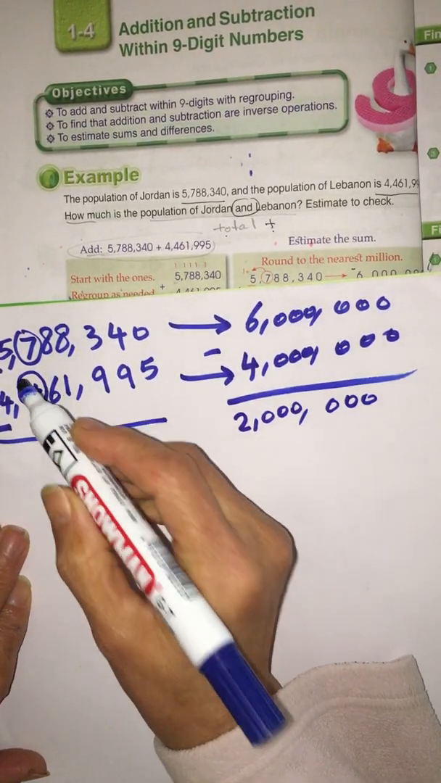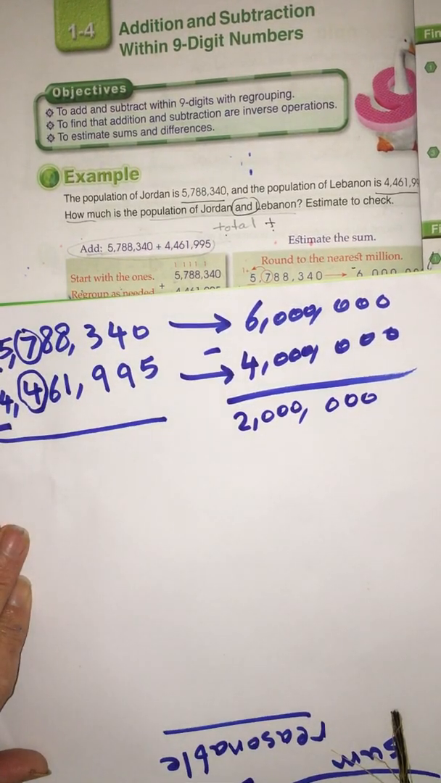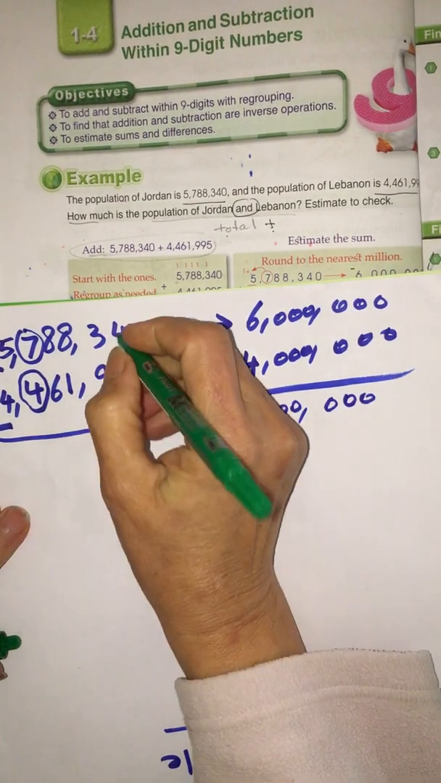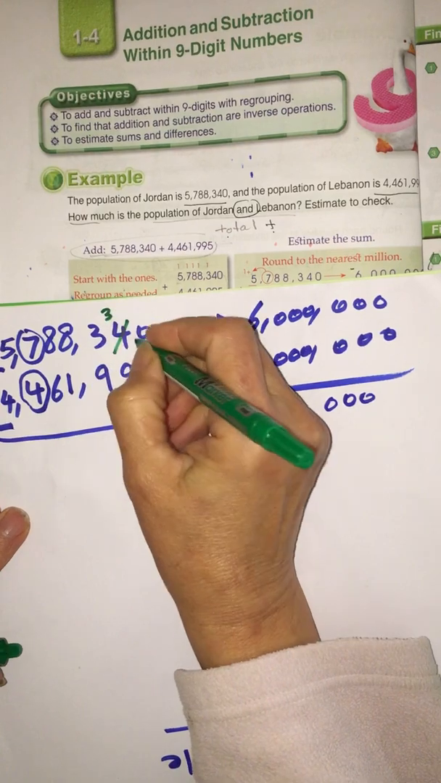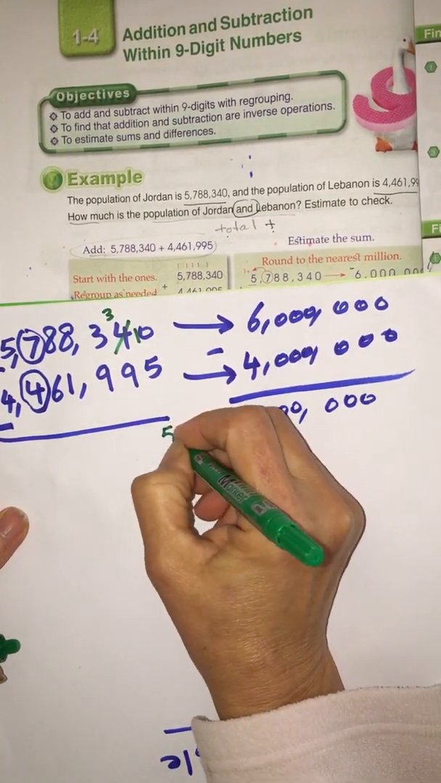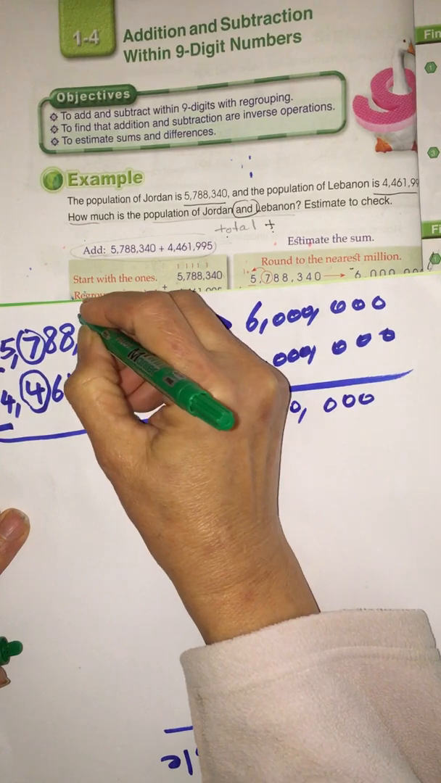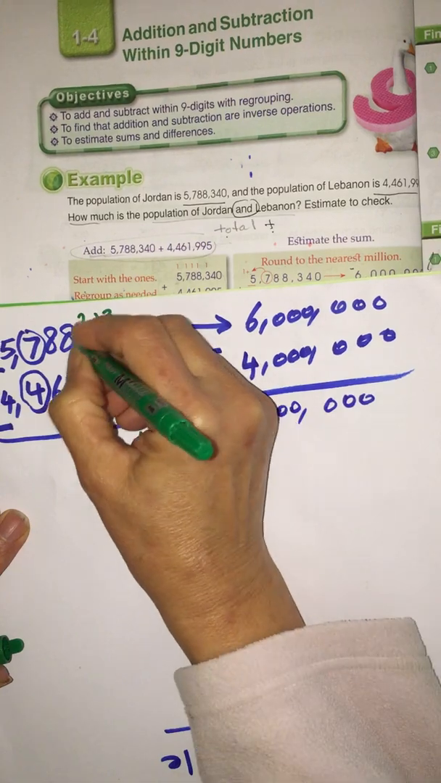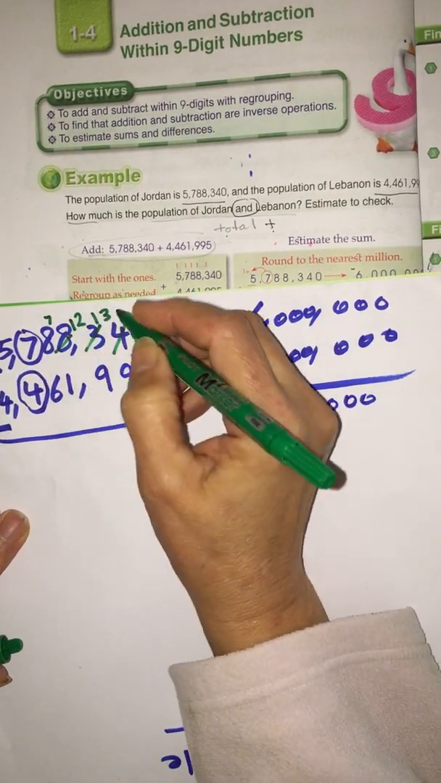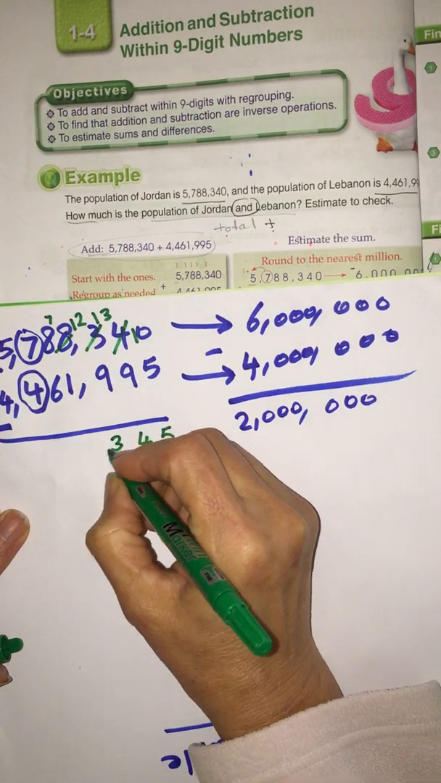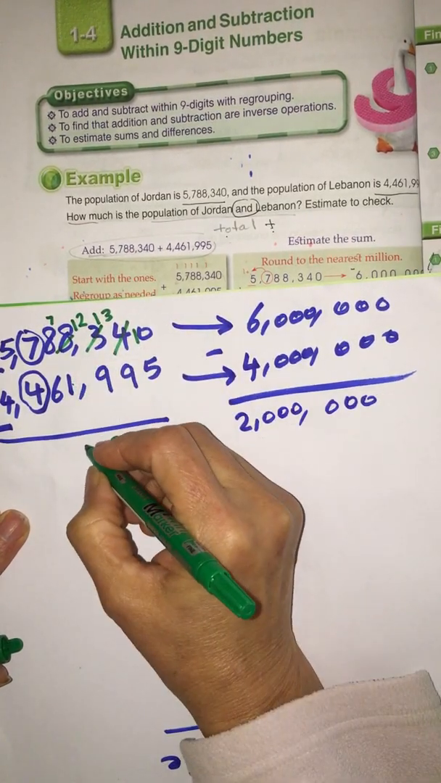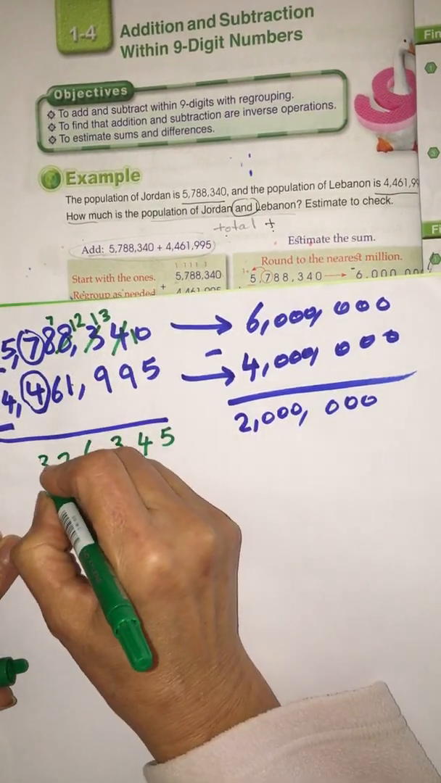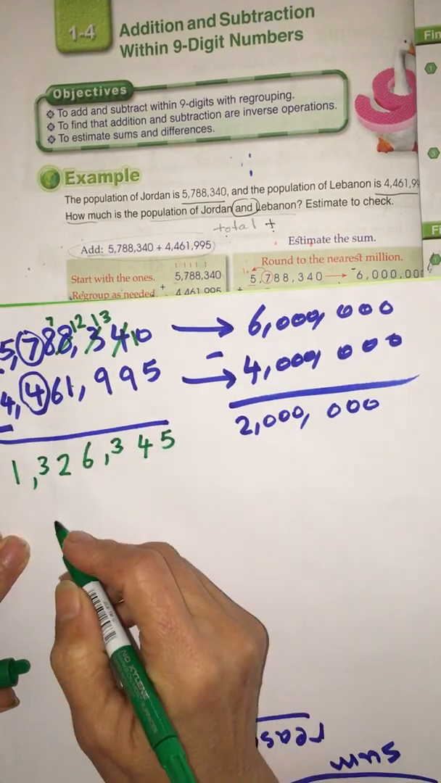Now I will do the exact subtraction. 0 minus 5, you can't. So the 4 becomes 3, this will be 10. 10 minus 5, 5. 3 minus 9, you can't. This will be 2, 13. 13 minus 9, 4. 2 minus 9, you can't. The 8 will become 7. This will be 12. 12 minus 9, 3. Okay. 7 minus 1, 6. 8 minus 6, 2. 7 minus 4, 3. And 5 minus 4, 1. The answer is what?